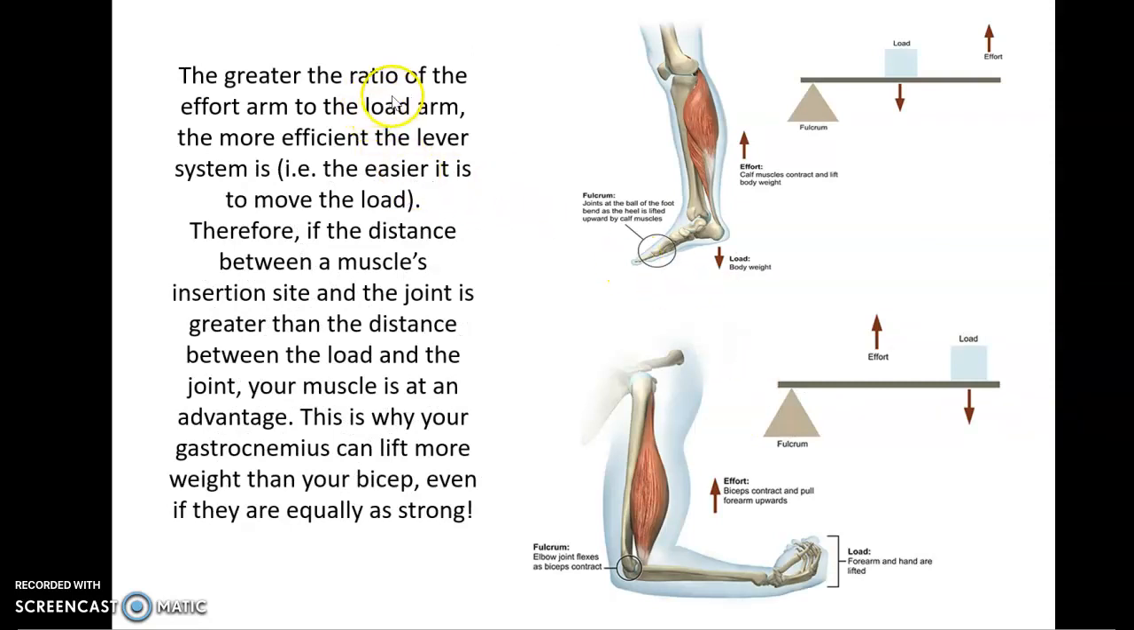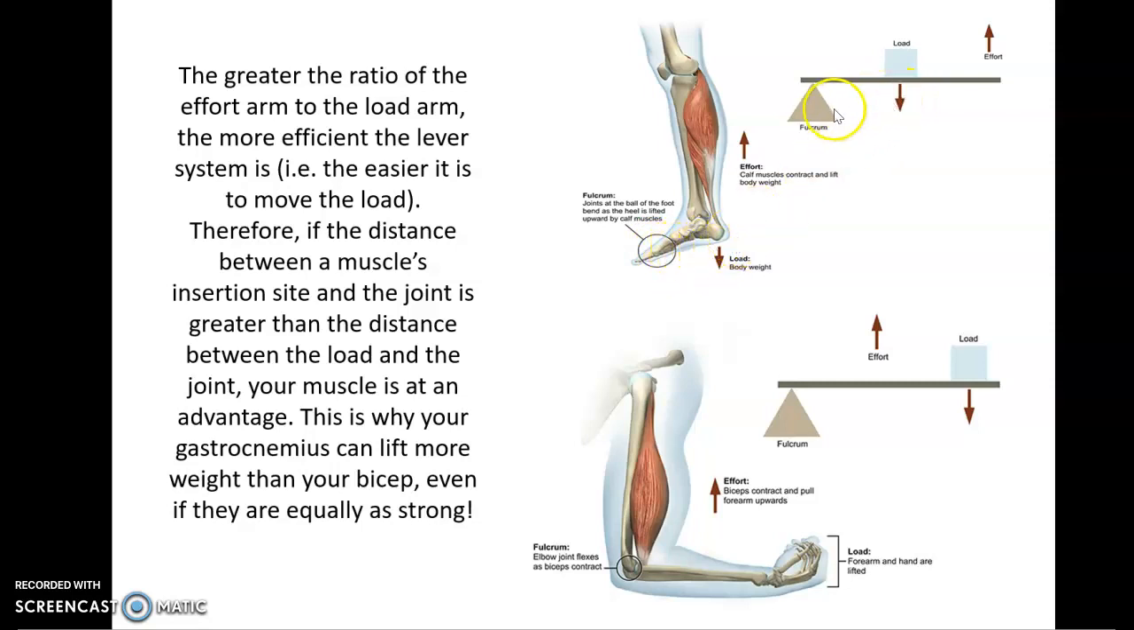So the greater the ratio of effort arm to the load arm, the more efficient the lever system is. So we can see here, this is a second class lever. It does have a mechanical advantage, so in essence it can lift more with less effort than the third class lever we can see down the bottom here. So the gastrocnemius or the soleus connects to the tarsal, sorry, or the ankle bone or the heel bone. We've got the pivot point, which is right here, in the mid part of the foot, and then we've got the load coming through here.